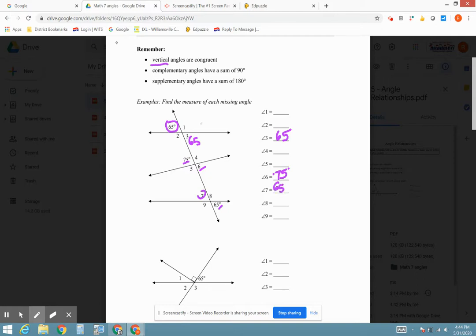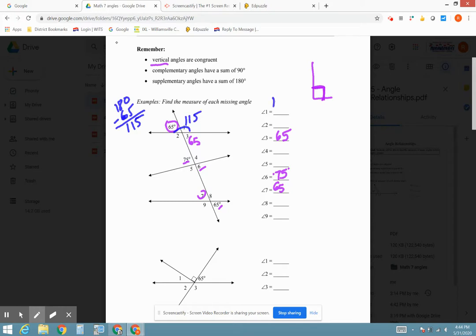Now, I don't have any right angles in here. And I know there's no right angles because I don't see any of these corner symbols. So nothing that I find is going to be complementary. So everything else I find, I'm going to find through either vertical or supplementary. So right now I know that these two angles are supplementary. So if this angle is 65, then the other angle is 180 minus 65, or 115.